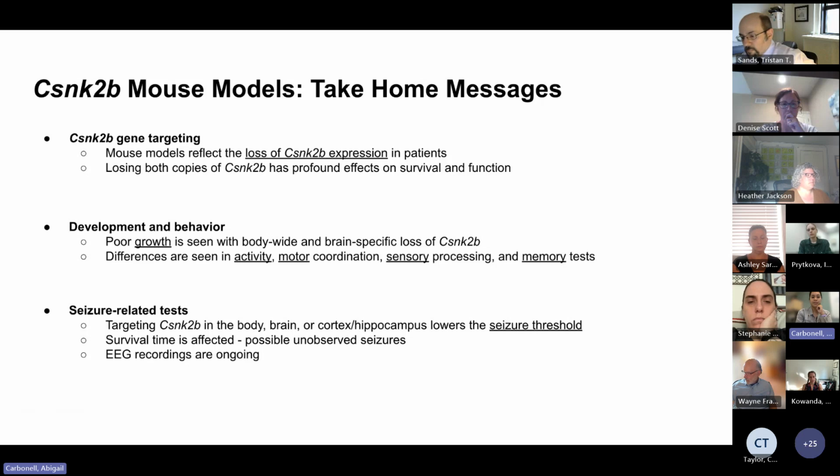Along with growth, there are differences in activity, motor coordination, sensory processing, and memory tests. We see these differences clinically, and we can test them in our mouse models as well. And then in our seizure-related tests, targeting CSNK2B lowers the seizure threshold. Survival time is also affected. The reason I'm showing that is because there are possible unobserved seizures. We don't monitor the mice 24/7, but when a mouse passes, it could be because they had a lethal seizure. And we also have EEG recordings that are ongoing, and those are giving us some clues as well as to which brain regions where the loss of CSNK2B can cause hyperactivity or hyperexcitability that are related to seizures.